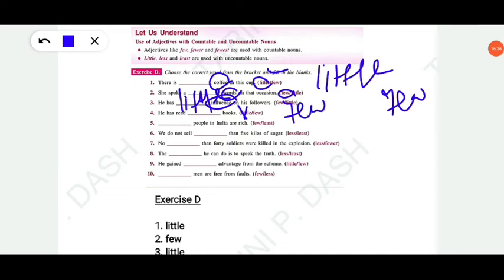The next here, dash people in India are rich. Few people. Few, as you know, people, okay, countable. So you have to use few. The next here, we don't sell dash than 5 kilos of sugar. We don't sell, so comparison is made. Okay, less than, not least, less. So here less.